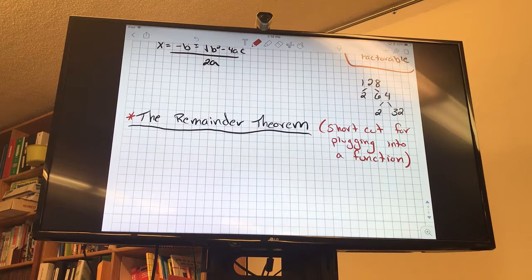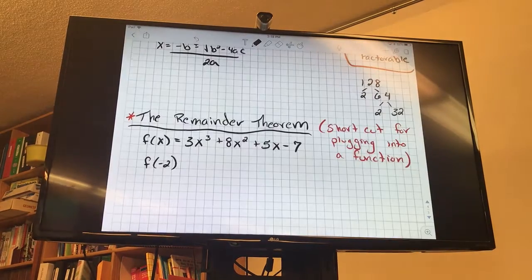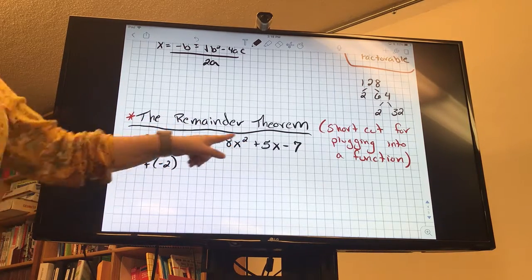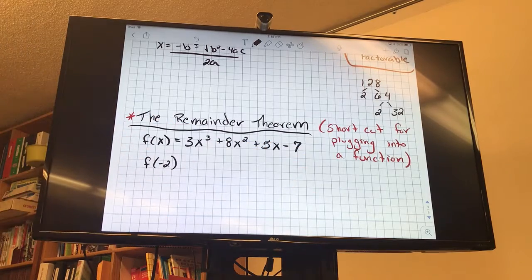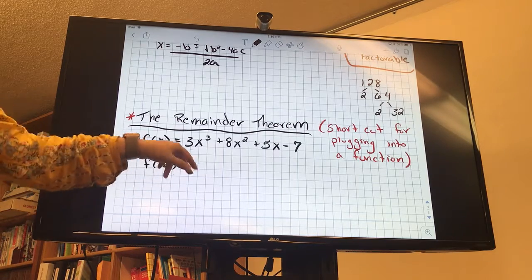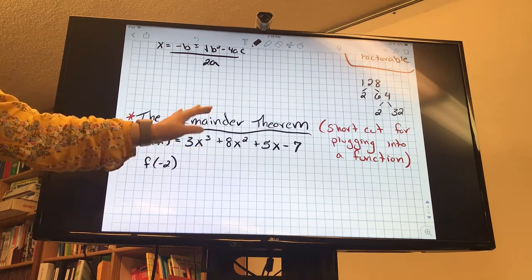What I mean by plugging into a function is if I had a function, 3x cubed plus 8x squared plus 5x minus 7, and I longhand wanted to figure out what f of negative 2 was. To do that, I would need to take negative 2 to the third power, multiply by 3. Take negative 2 to the second power, multiply by 8. Take negative 2 times 5, and then add up all those things, right? Negative 2 isn't too bad. If this was like a negative 12, that would be a whole different story, right? I have to take negative 12 to the third. That's a whole lot of multiplication if I'm doing it without a calculator.